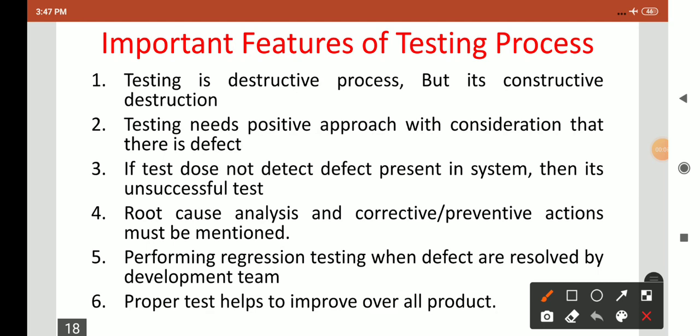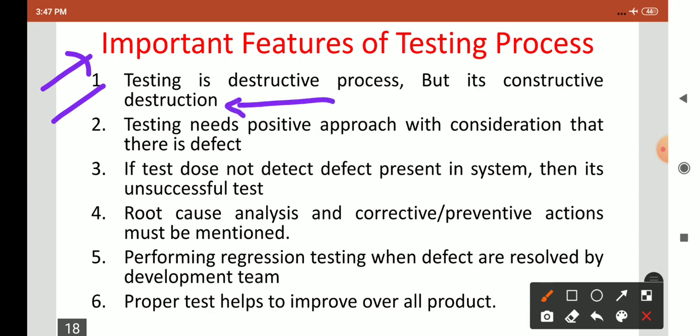Previously we saw various types of testing such as unit testing, system testing, integration testing, functional testing, non-functional testing. Today we are going to cover a new topic. The topic name is important features of testing process. So following are the important features present in the testing process. First feature is testing is a destructive process, but it is constructive destruction.